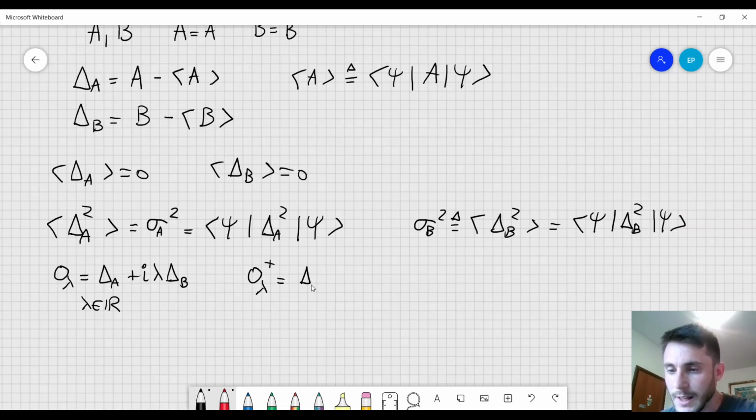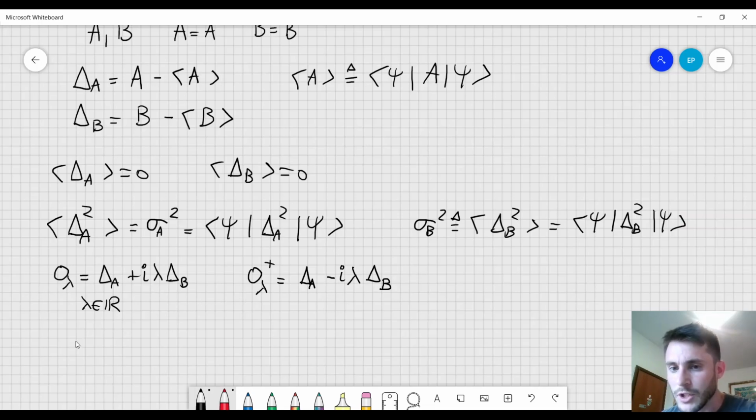So of course delta A dagger is equal to delta A, and then we have to take the complex conjugate of the imaginary unit, which gives me a minus sign, i times lambda, lambda is real, so I will get lambda times delta B dagger, which is delta B. O lambda dagger is not equal to O lambda, therefore O lambda is not Hermitian.